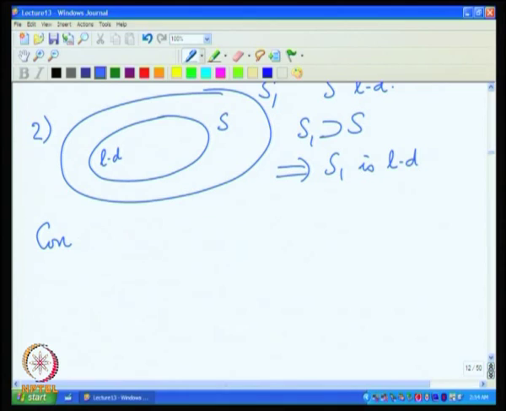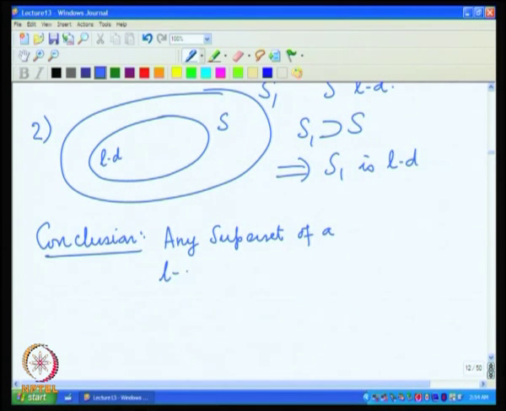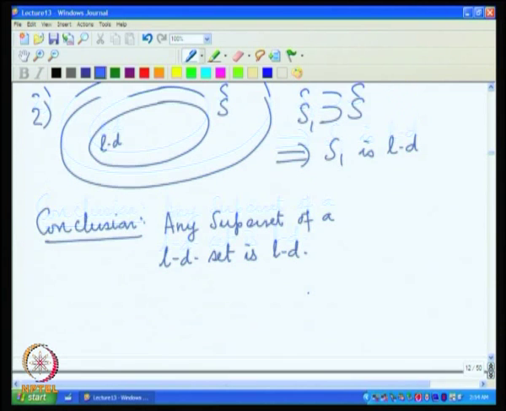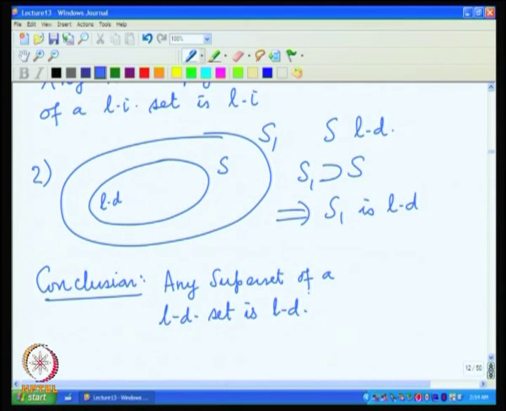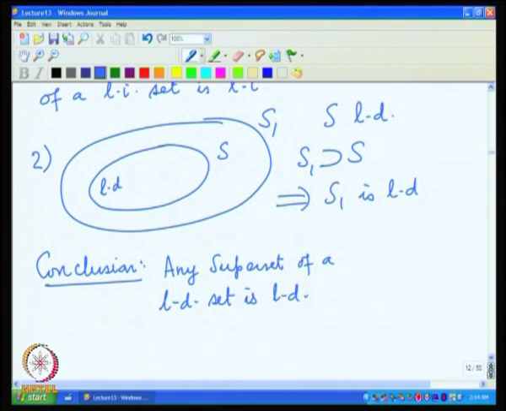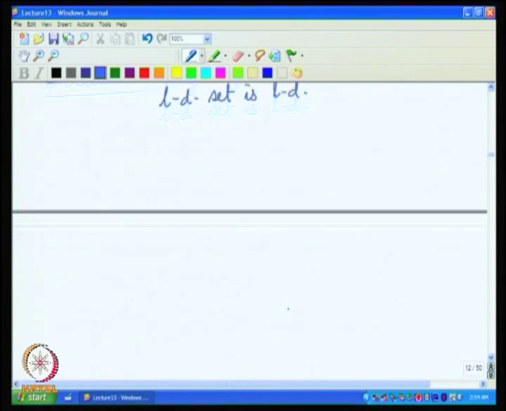So, the conclusion is that any superset of a linearly dependent set is linearly dependent. That is an analogous or dual property of the previous fact that any subset of a linearly independent set is linearly independent.